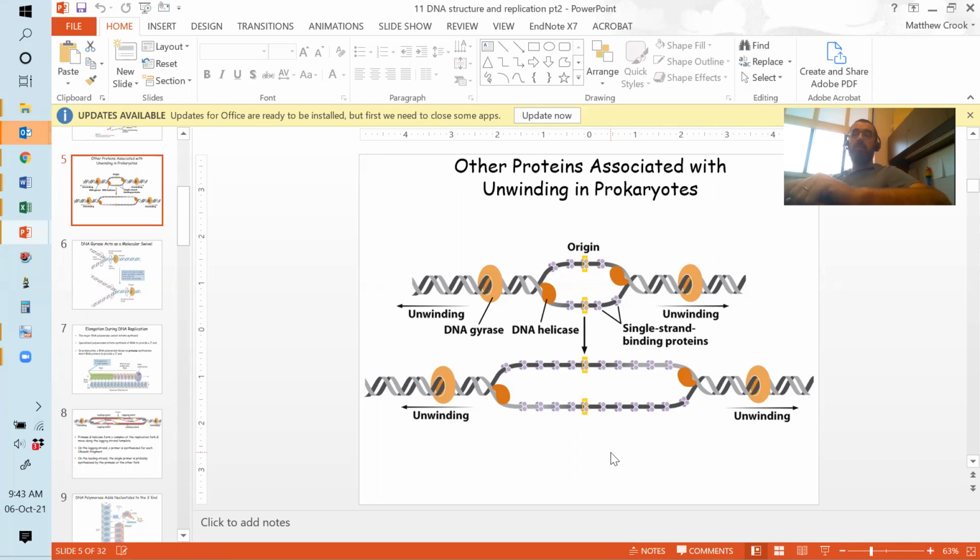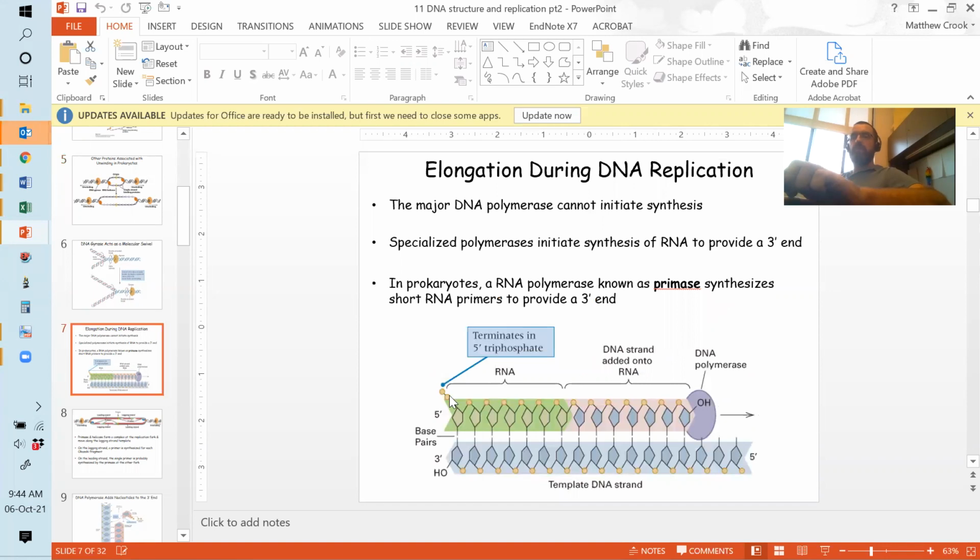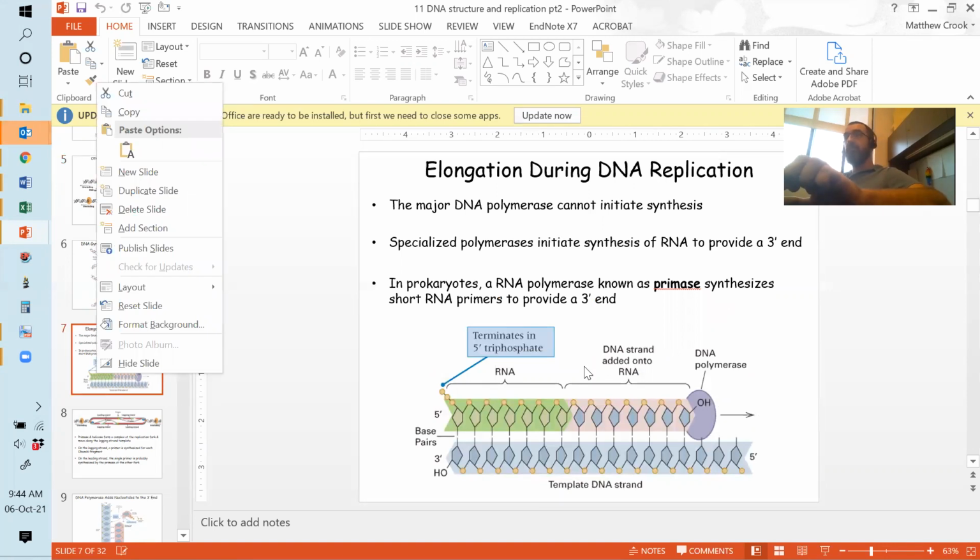What we do need, though, is a 3' carbon, right? Well, 3' OH. And the problem is that, well, in bacteria at least, DNA polymerase can't make that, right? So you can't add DNA without DNA already being there. So we fudge it, or at least organisms, life fudges it.